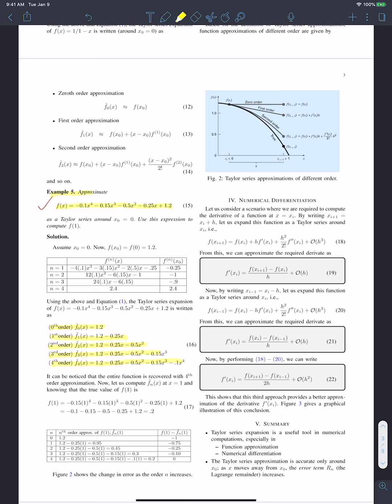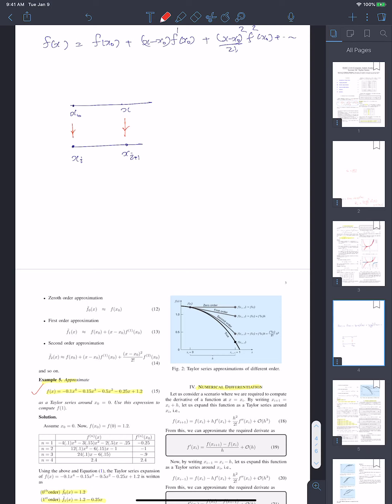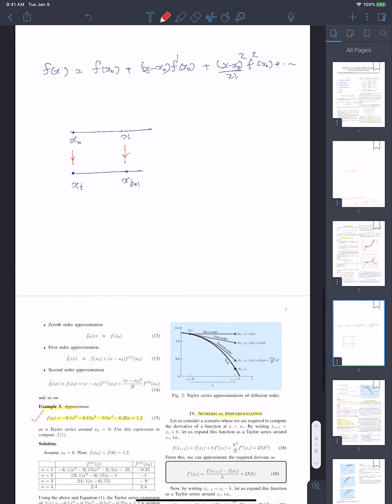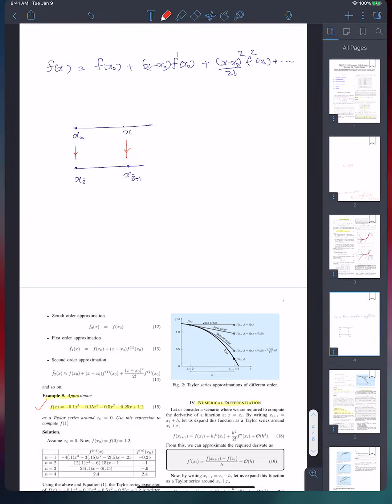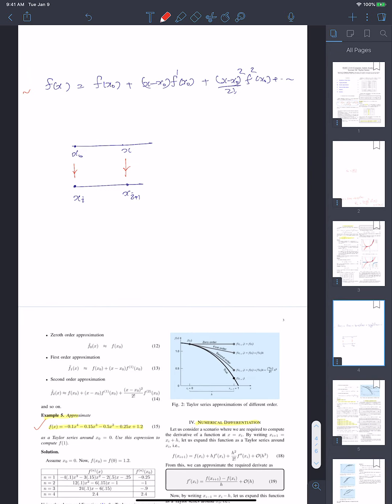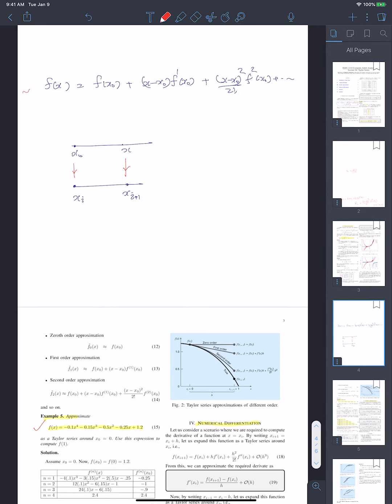Next, I will talk about another application of Taylor series in numerical differentiation. An application of Taylor series is going to be discussed now. Let us review the original Taylor series formula a little bit. The one I show here, that's the original Taylor series formula. f(x) is f(x0) plus (x minus x0) times f prime (x0) and so on.